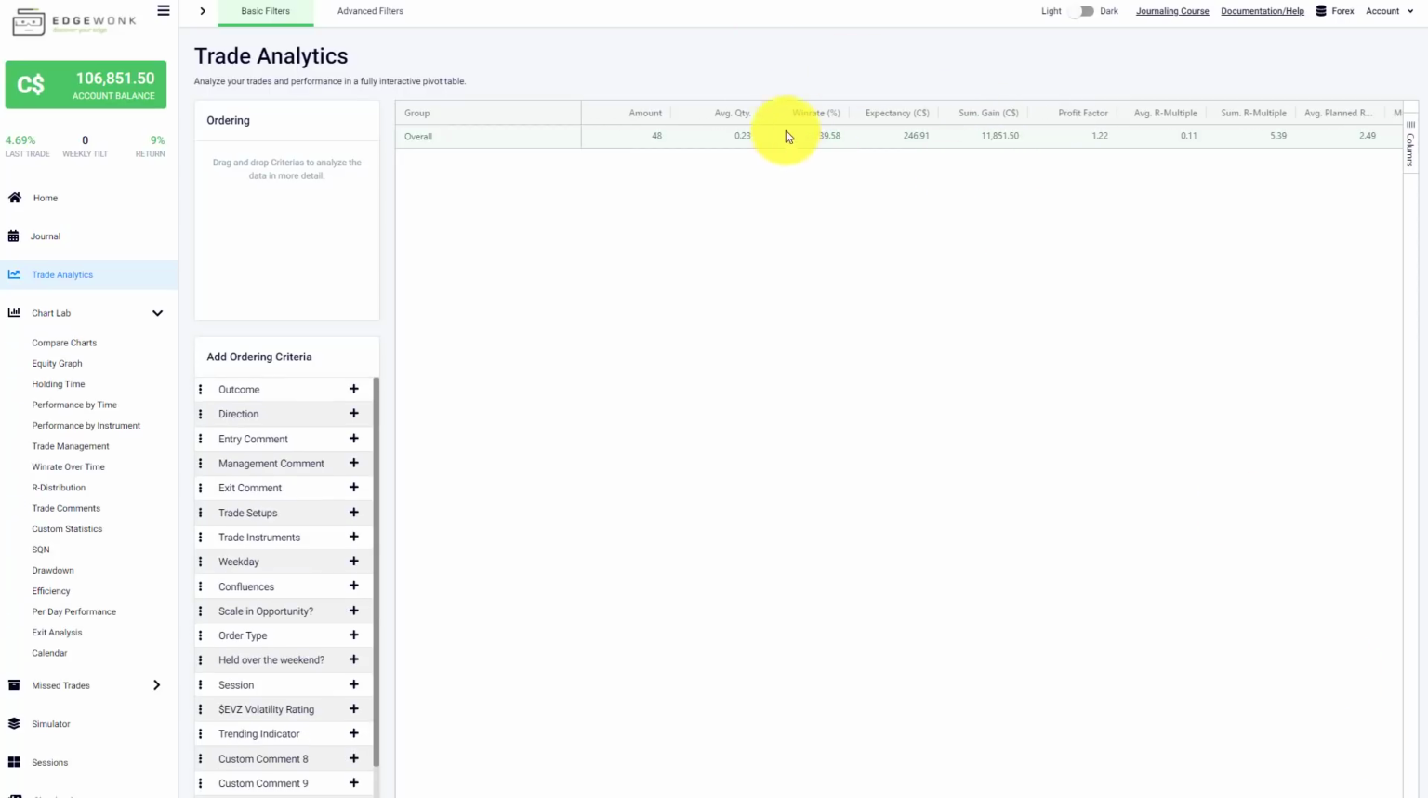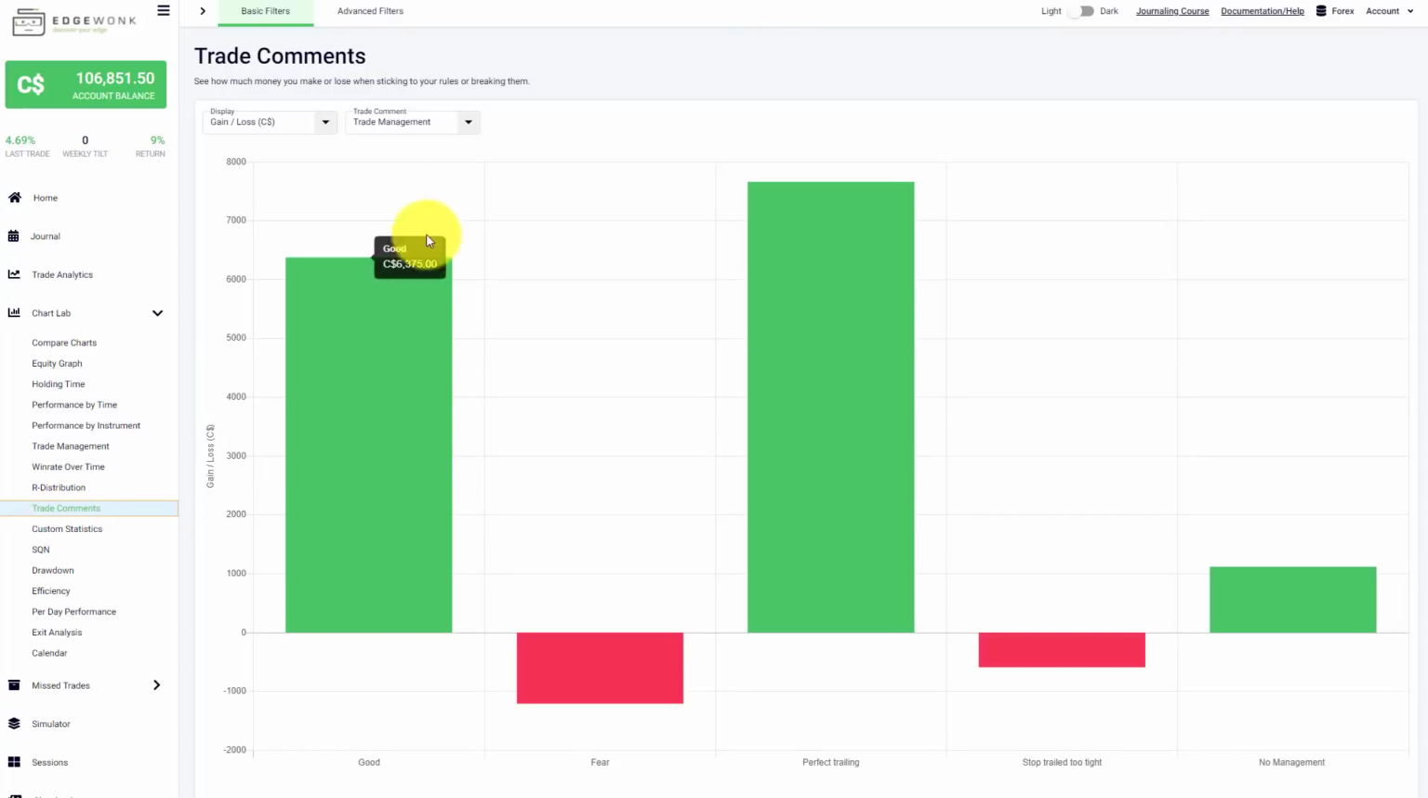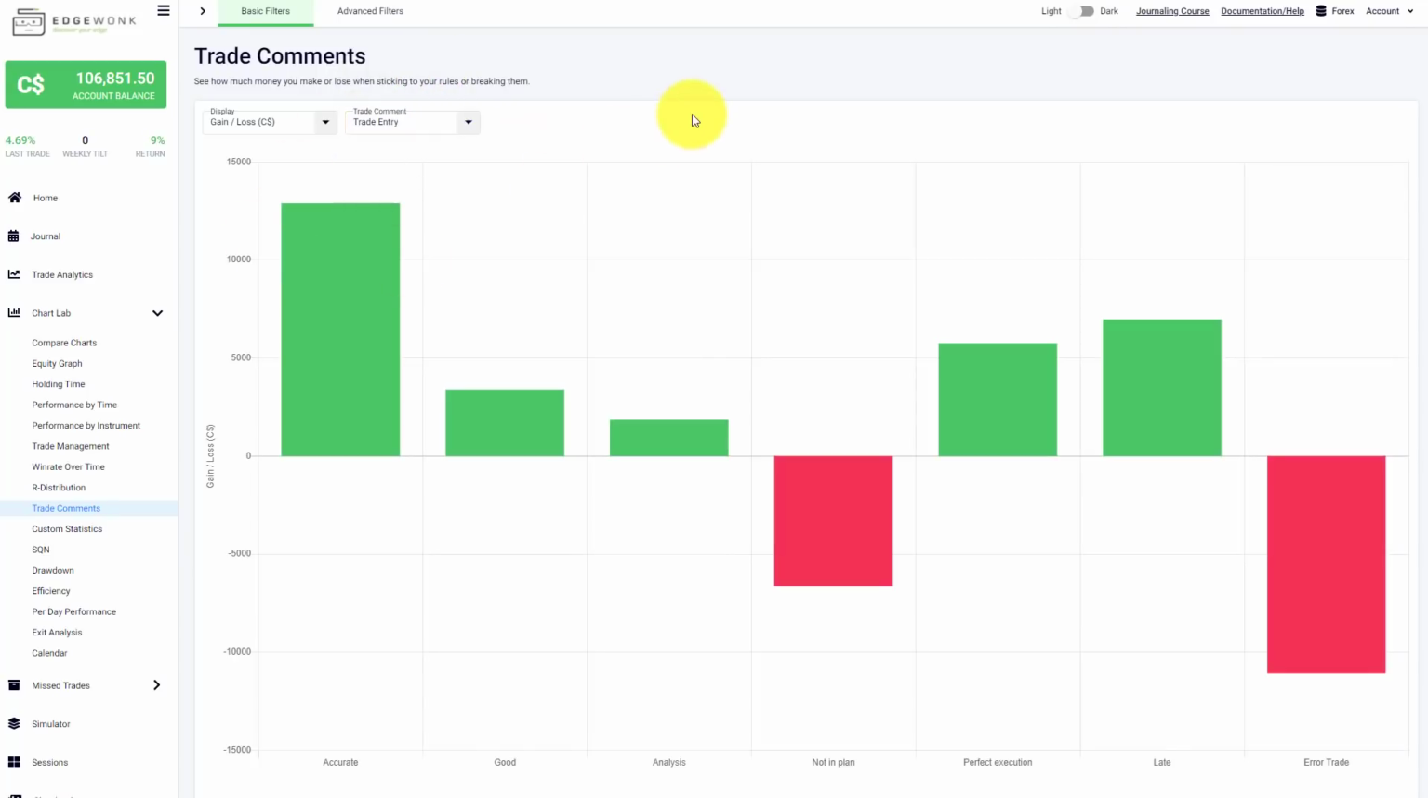Next, we can analyze how much money our individual mistakes are costing us. For that, we go to our chart lab, and then under trade comments, we can analyze our trade entries, our trade exits, and our trade management. So let's dig into our trade entries first. In Edgewonk, you can tag all of your trades and you can describe and analyze your entries. Here you can see at the bottom the different tags and descriptions that have been used for the different trades. So the trader is assigning different tags to his entries, such as accurate, good analysis, not in plan, perfect execution, late, or an error trade.